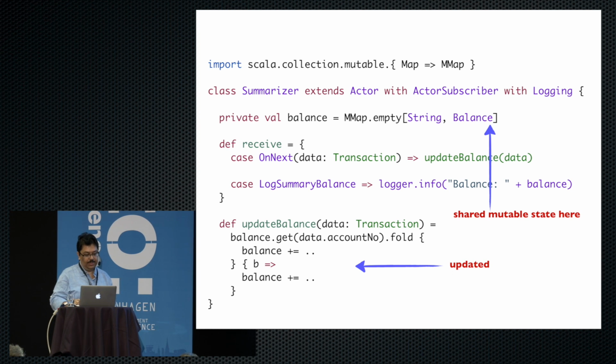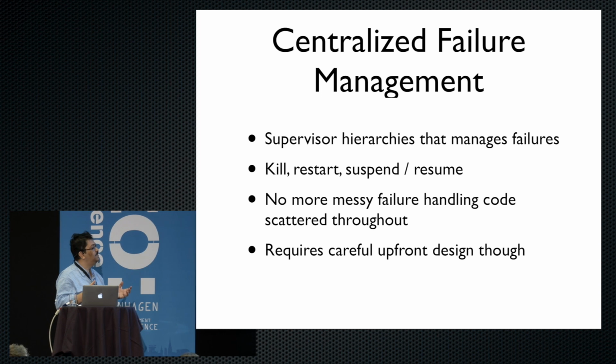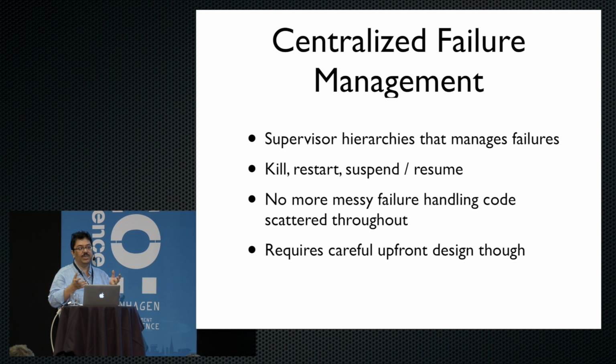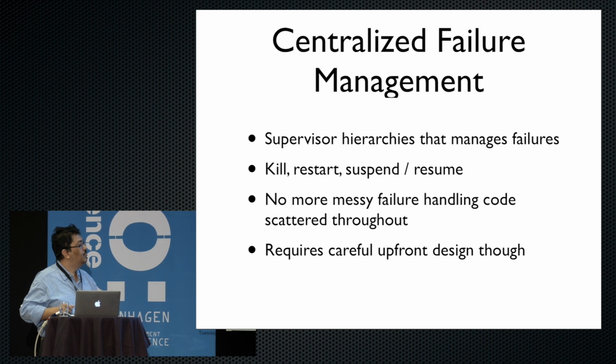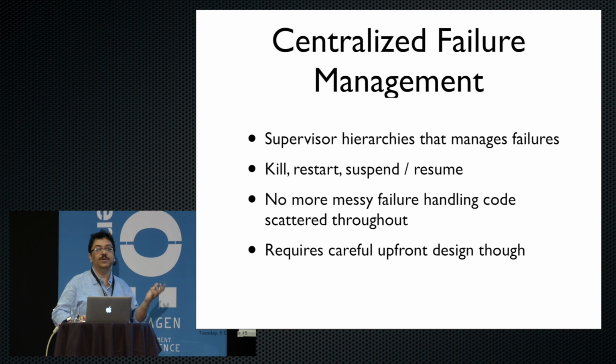And the other area where actors shine is centralized failure management. Jonas was talking about this error kernel. Designing your domain model around an error kernel is of invaluable help. It gives you the ability to track failures. It prevents littering your entire code base with try-catch blocks. And with Akka you can have these supervision hierarchies to some extent declaratively as well. So no more messy failure handling code scattered throughout. Your business logic becomes much cleaner.